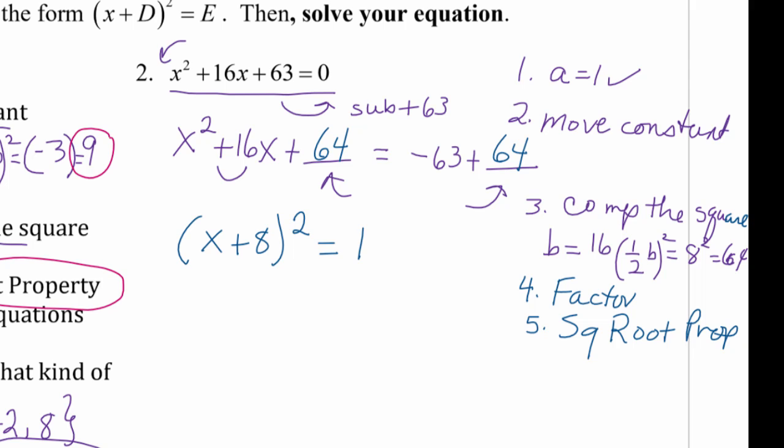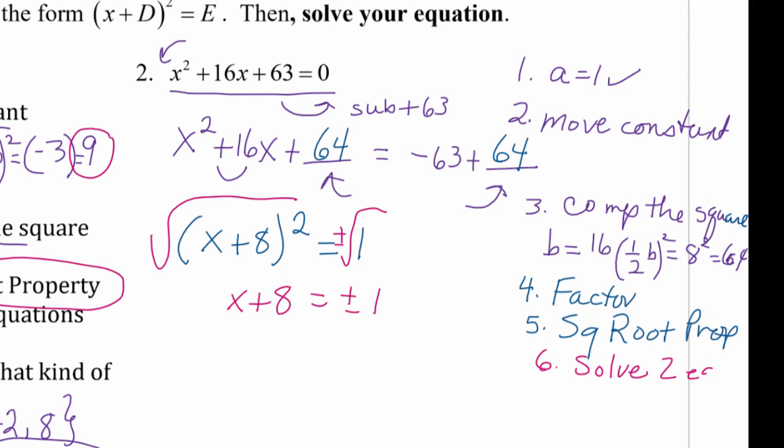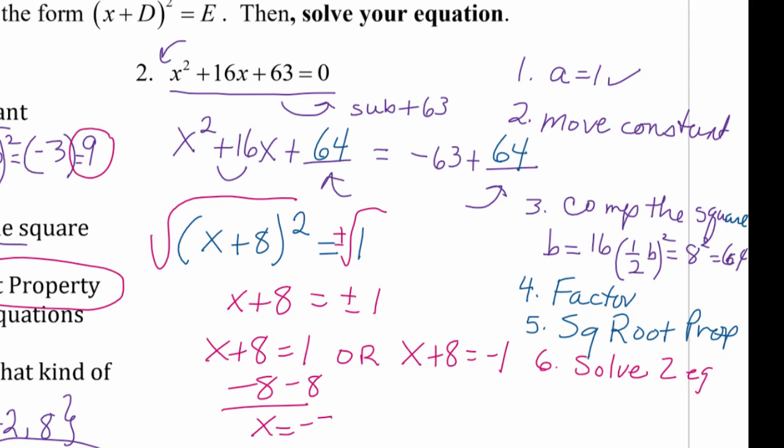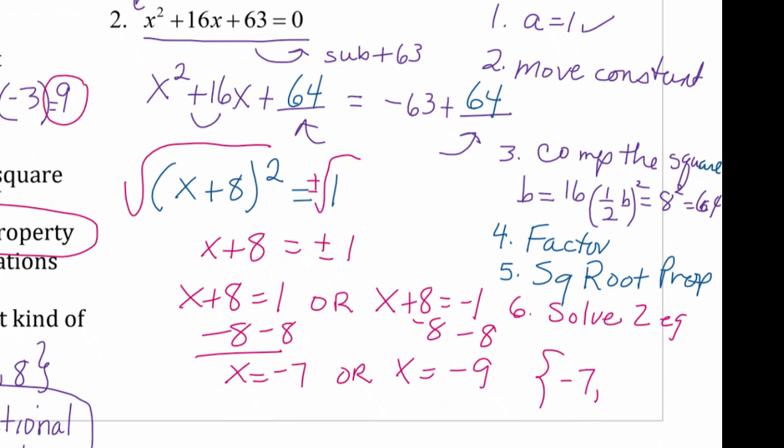Okay, so square root, we need a different color. Square root, plus or minus square root of 1. So here we get x plus 8 equals plus or minus 1. Step 6, solve two equations. X plus 8 equals 1, or x plus 8 equals negative 1. Subtract 8. X equals negative 7, or x equals negative 9. I'm going to leave the check to you this time. Okay. Solution is negative 7 and negative 9, those two numbers.